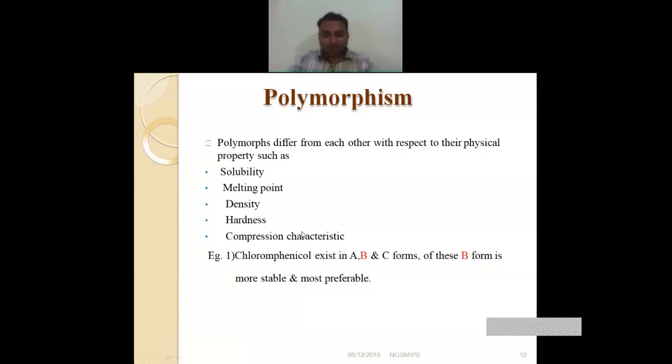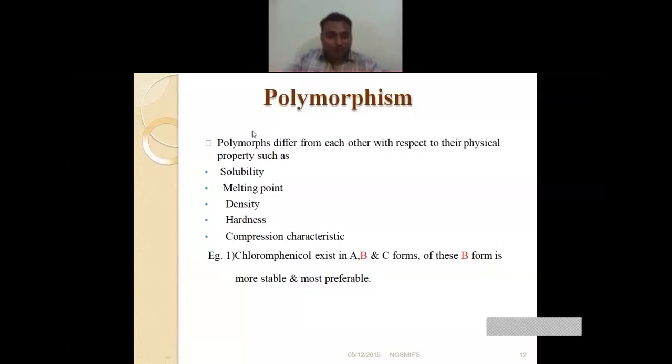So by this process only we can calculate the hardness with the help of the Monsanto hardness tester. I will show the video if possible when I end the class. Then I will show you the video. Okay, for compression characteristics, we have to check with the tablet compression machine.